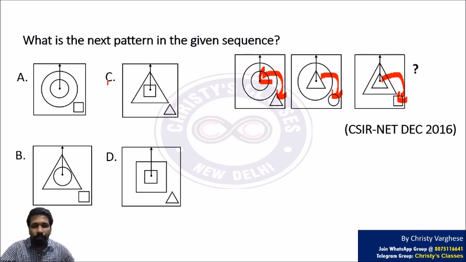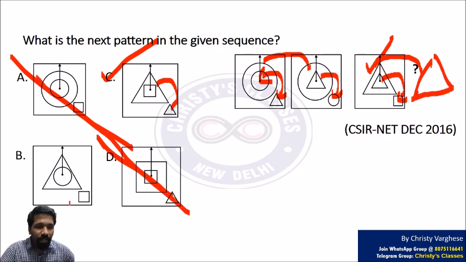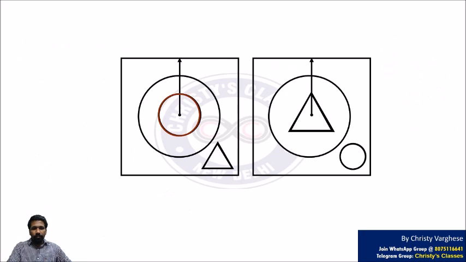Triangle and square should swap their position means option C is the answer because here that swapping is happening. Options D and A are wrong because they don't even have the big triangle. Circle, circle. So, triangle should be there. That is why A and D are eliminated. B and C are remaining. B is not the answer because in B, that swapping of triangle and square is not there. There is an extra circle coming. That is why that is also wrong.